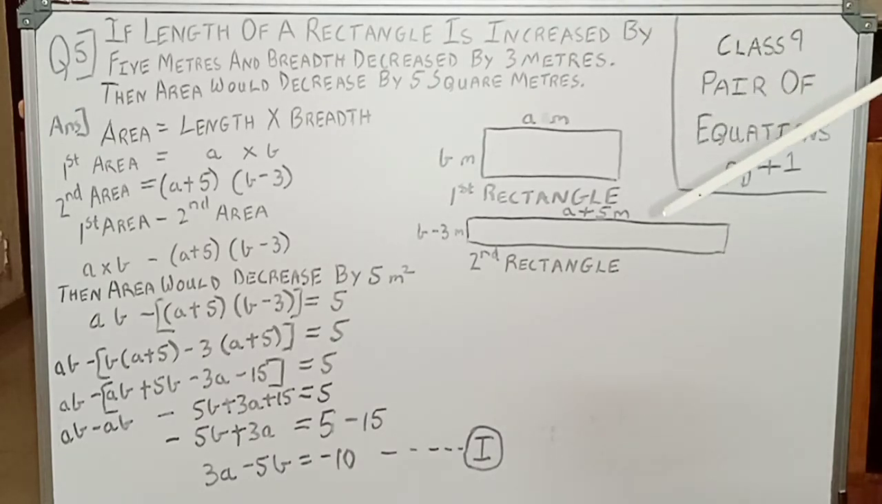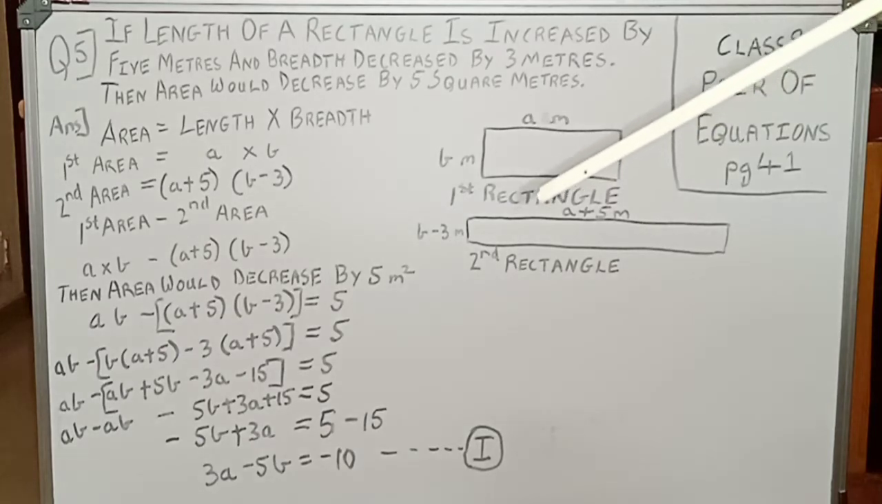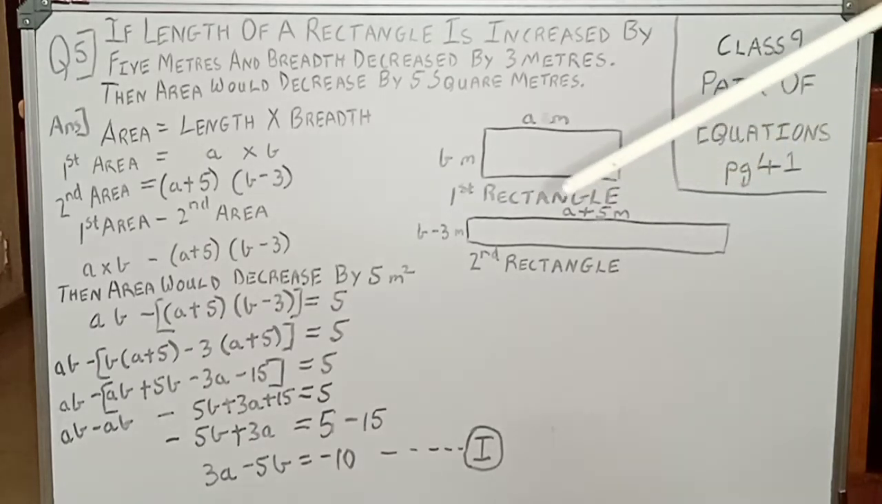Now the second rectangle we are taking just to compare this statement. They have said the length is increased by 5 meters. So I have taken a second rectangle where I have increased the length by 5 meters and the breadth is decreased by 3 meters. You can see the breadth in the second rectangle is decreased by 3 meters. Now they are saying the area would decrease by 5 square meters.